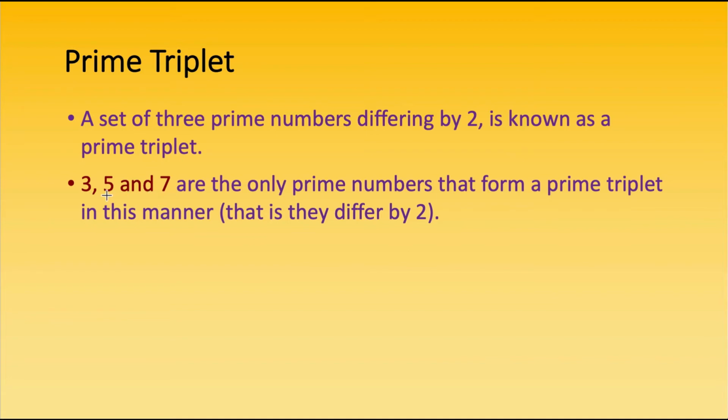And the prime numbers are consecutive, एक के बाद एक. So 7 और 5 की difference है 2. 5 और 3 की difference है 2. Right?